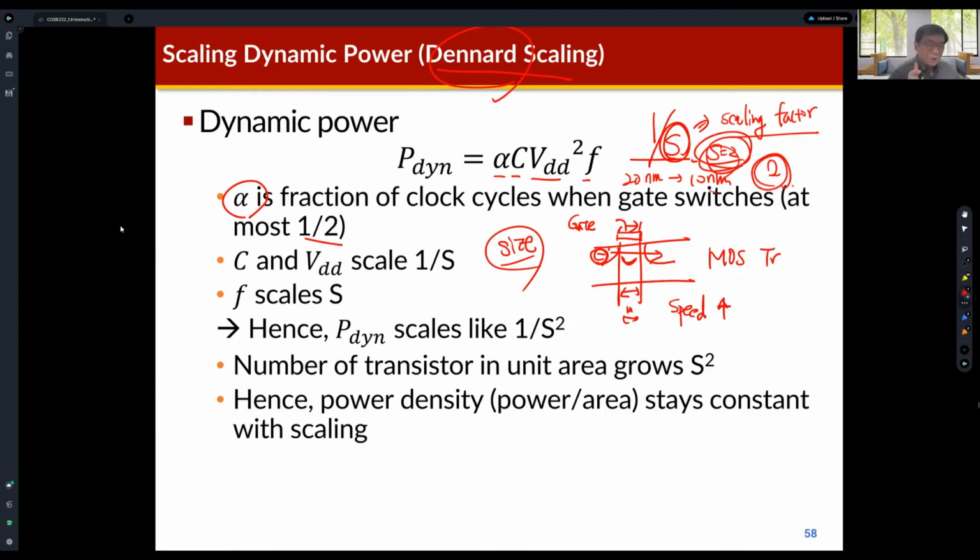So width is 1 dimension. And then if we just consider the area of digital circuits, then area is 2 dimension. So if we reduce the channel width as 1 over S, then the area will be shrunk by 1 over S square.